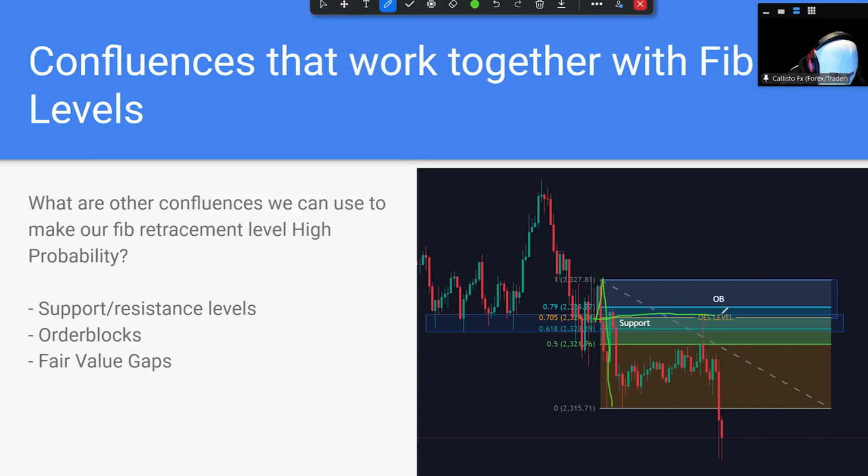I explained this many different times on stream already. Order block. And just coincidentally, this order block coincides with the 0.79 level. So as you can see here, this specific example had two confluences. Now, all you need is at least one. At least one. Okay, I'll give you some examples here.